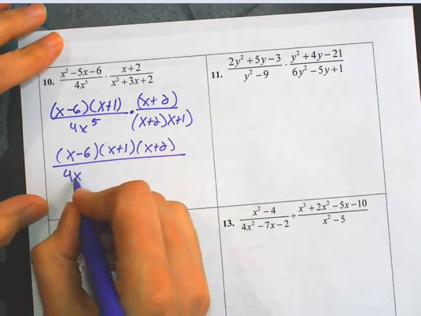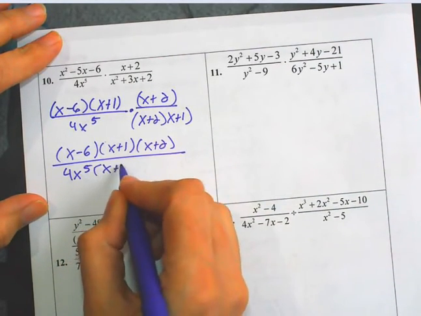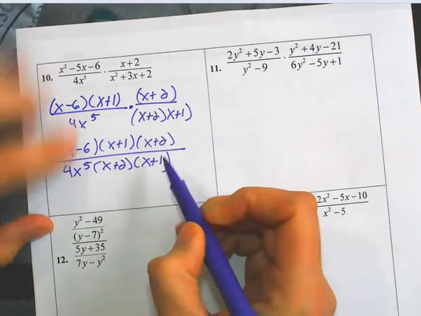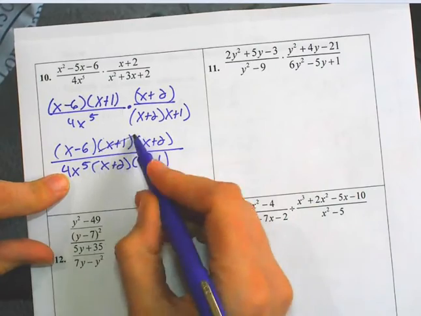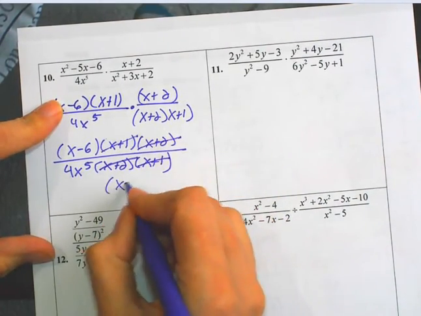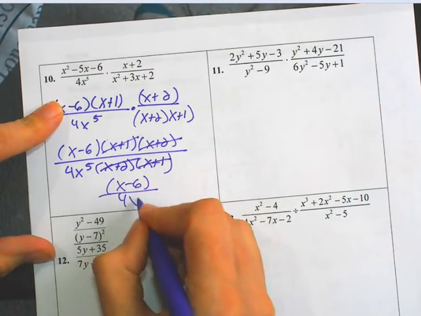Just writing this all together here. Okay. All right, so now we can cross out because this is all multiplied. X plus 1, x plus 1, x plus 2, x plus 2, which leaves me x minus 6 over 4x to the 5th.